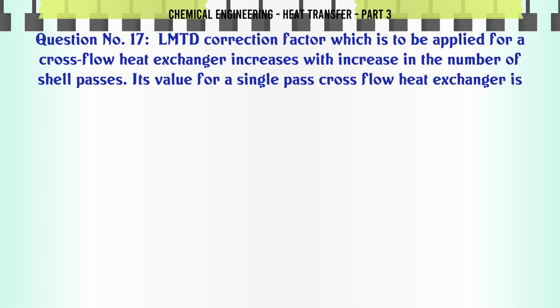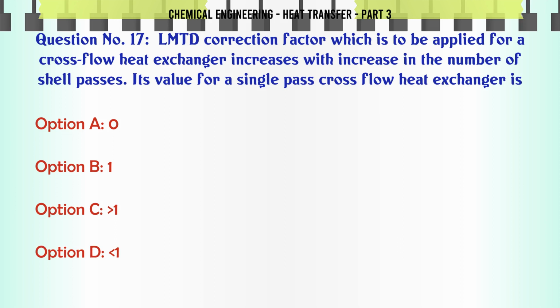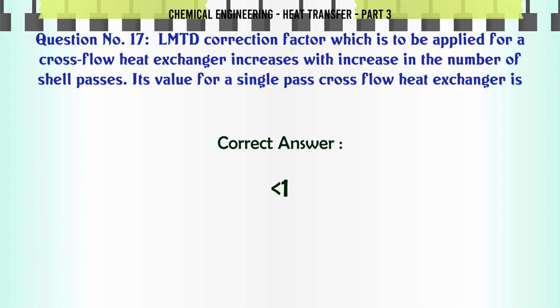The LMTD correction factor, which is to be applied for a cross-flow heat exchanger, increases with increase in the number of shell passes. Its value for a single pass cross-flow heat exchanger is A. 0, B. 1, C. 1, D. 1. The correct answer is 1.